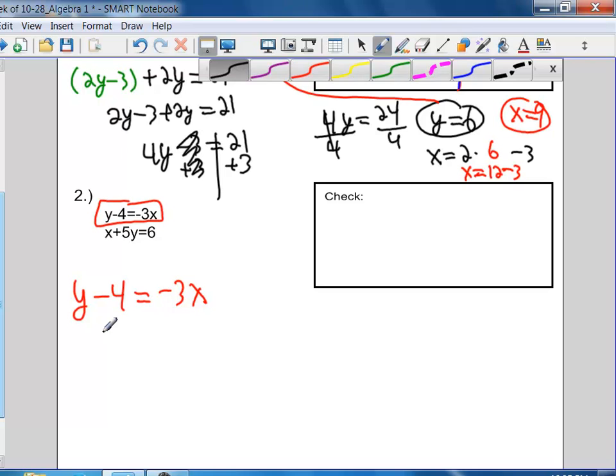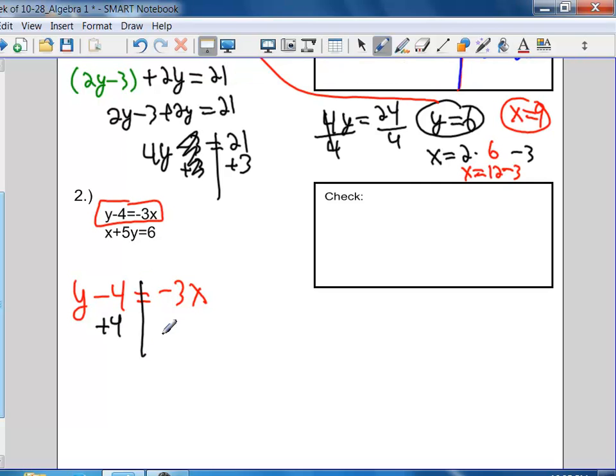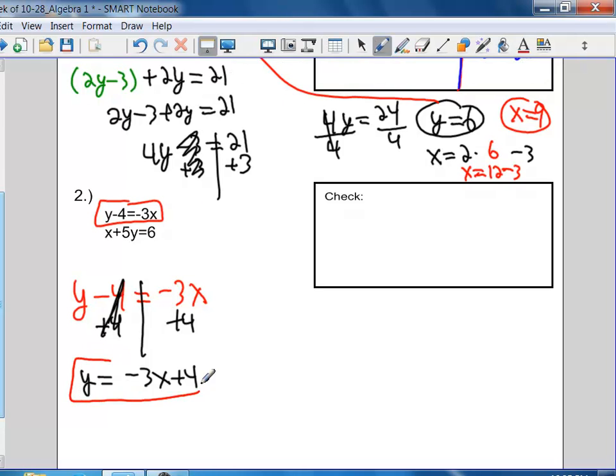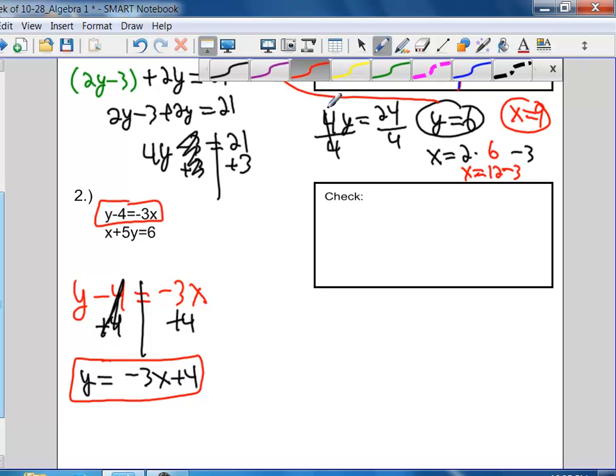So how do we get y alone? Well, we have to add 4. And we have to add 4. Can we combine these? No, we cannot. So that's y equals negative 3x plus 4. And this is basically one step done. So that's the new top equation. Let's deal with the bottom equation now.